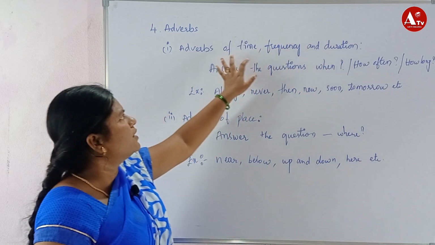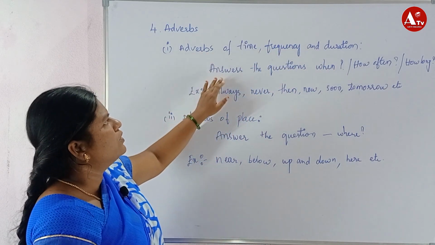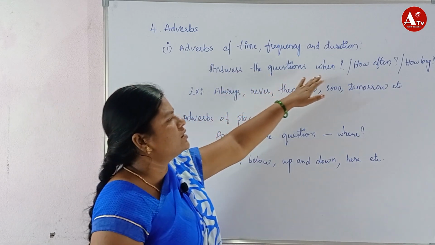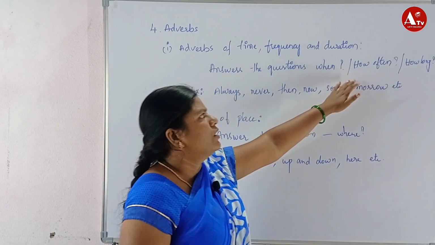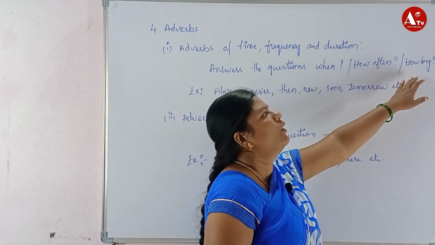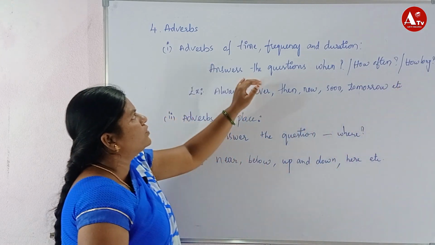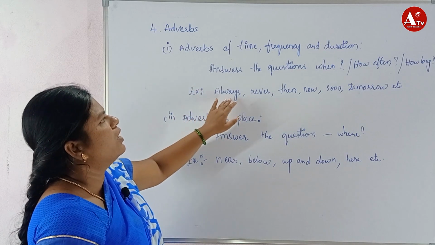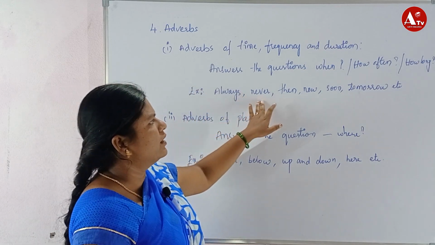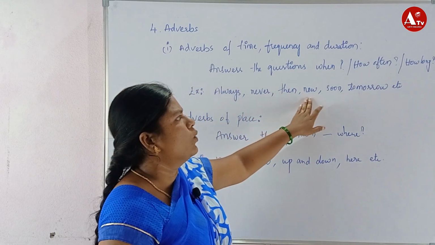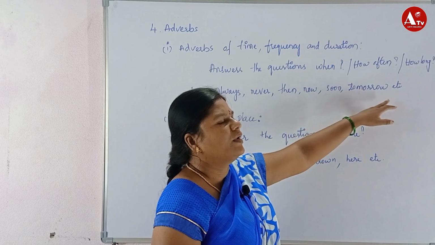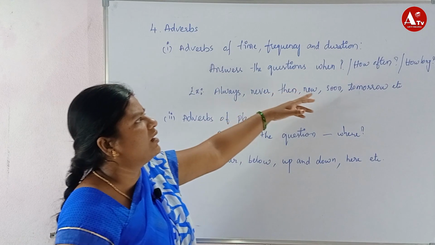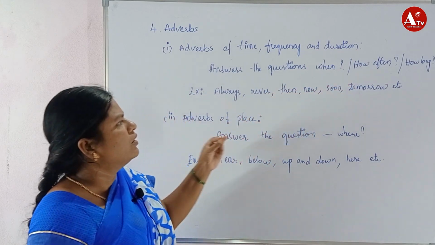So these all come under adverbs of time. How do they answer questions? They answer the questions when, how often, how long. Such types of questions come under adverbs of time. Examples: always, never, then, now, soon, tomorrow, etc. These all answer the questions when, how often, how long.